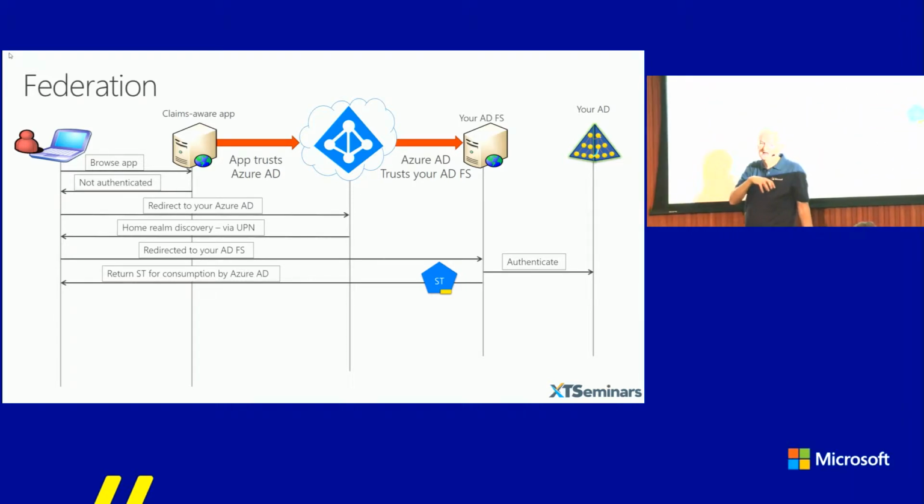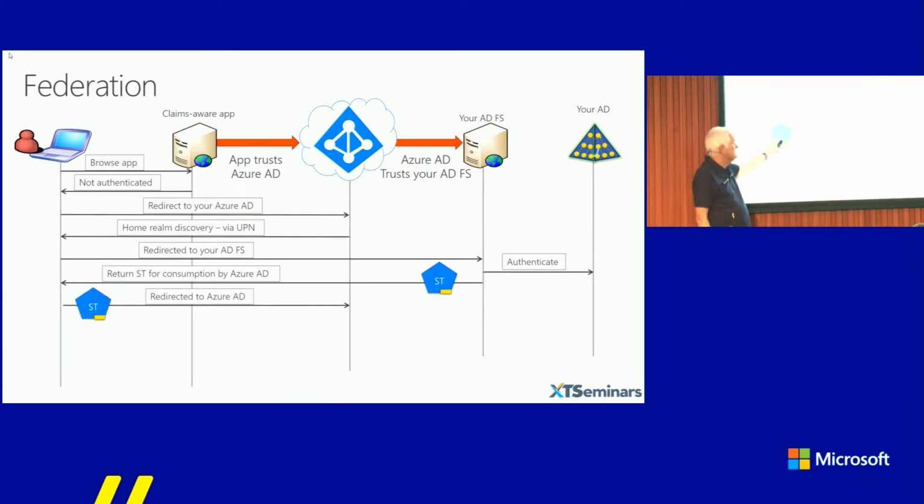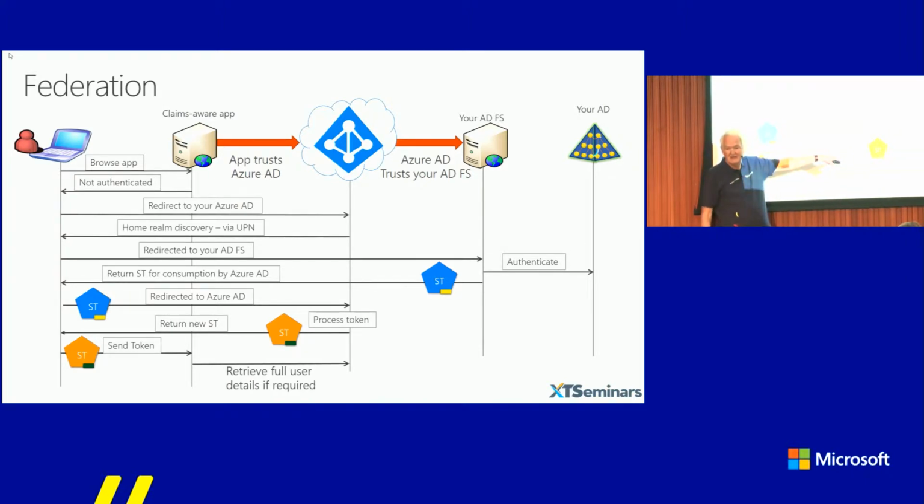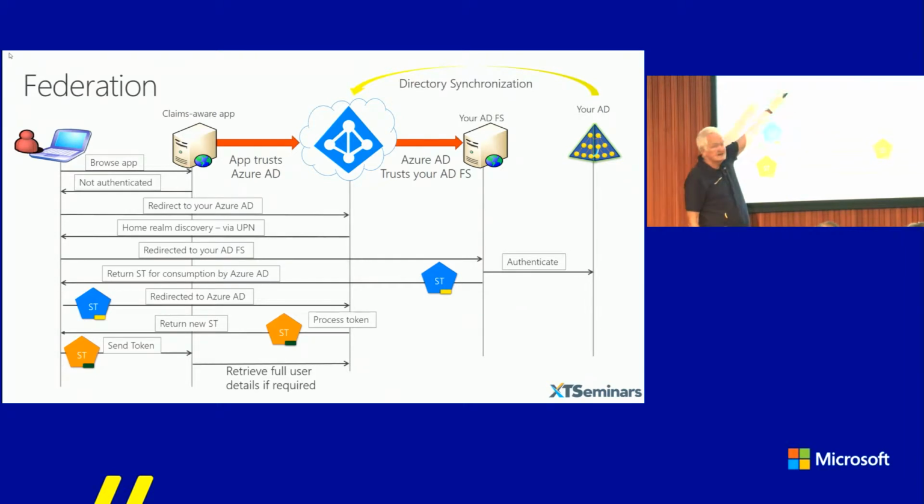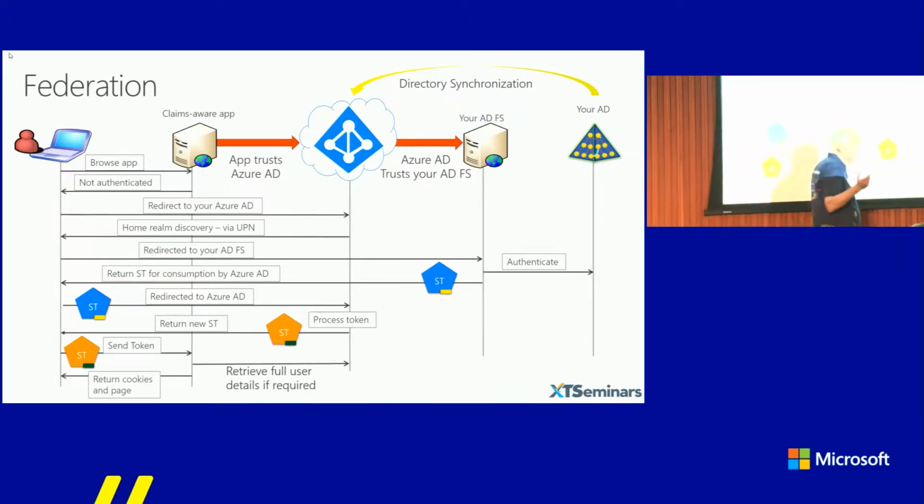and that security token has been issued by the ADFS server. It means nothing to the app. What it means is something, it's a contract between your ADFS and Azure AD. So we pass it back, that gets processed, and then it generates a token for the app. Having generated the token for the app, we're authenticated. And the app, if you want to, can retrieve information from Azure AD, in which case we need to make sure everything's synchronized up, all the attributes we want it to be able to retrieve. And then finally, we return a page and a cookie. And that's the process we went through.